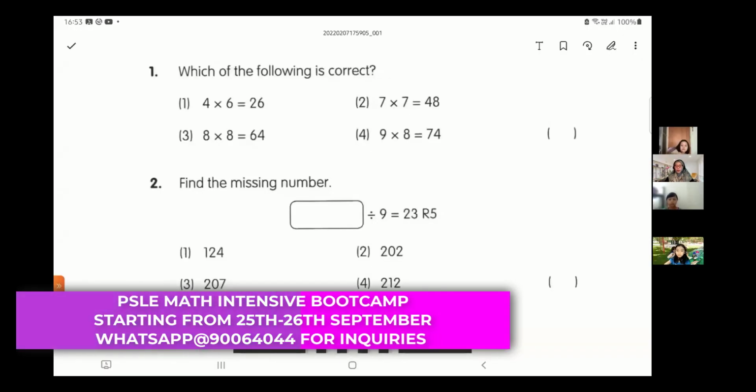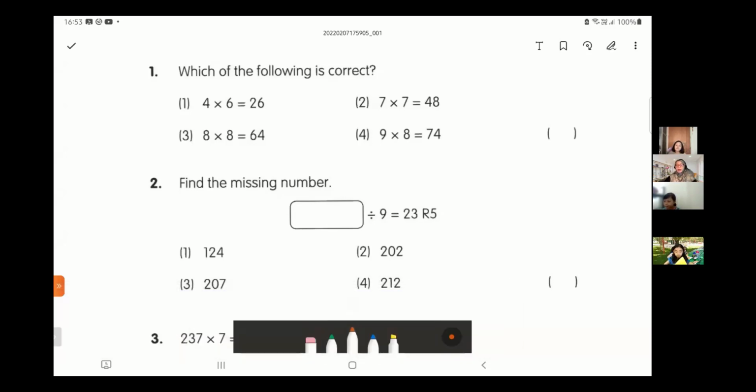Which of the following is correct? So we have question 1. You need to check the answer for the product of the following numbers. When I say product, product means times. There will be questions later on where you come across this word product. Product means times.